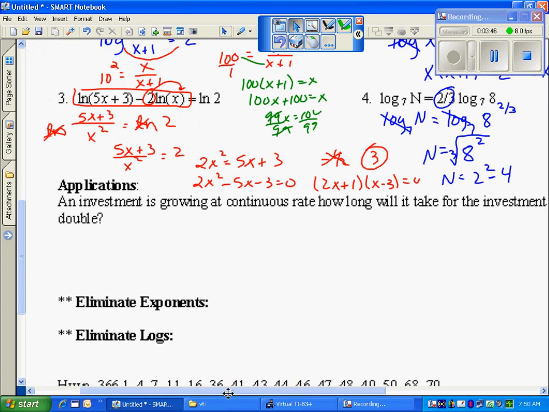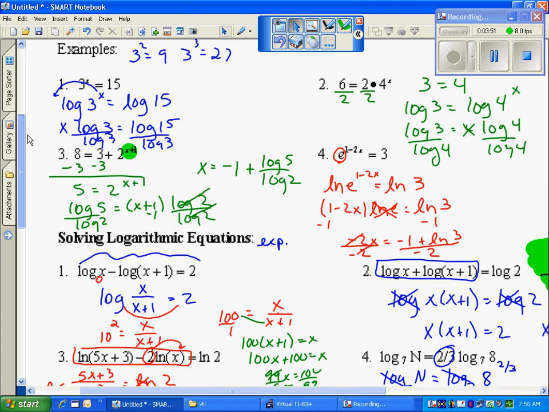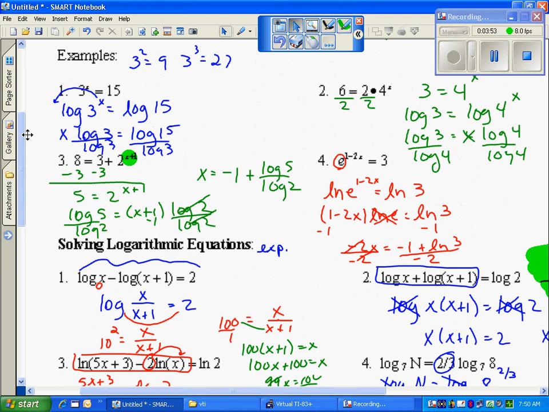So that concludes the lecture for solving logs. When you have logs, you condense them and write them as exponents. When you have exponents, you use logs to bring them down because they are all inverses of each other.